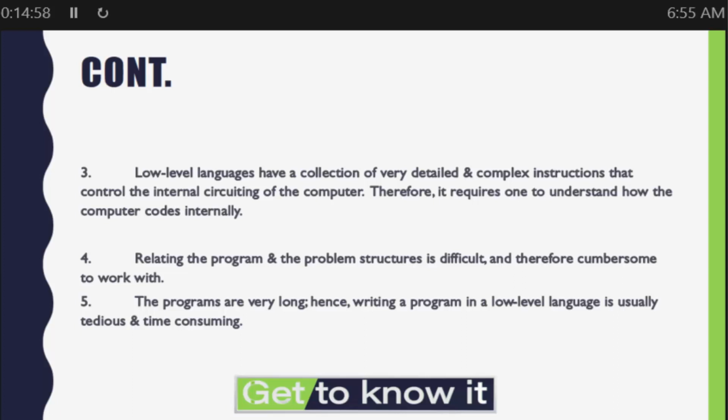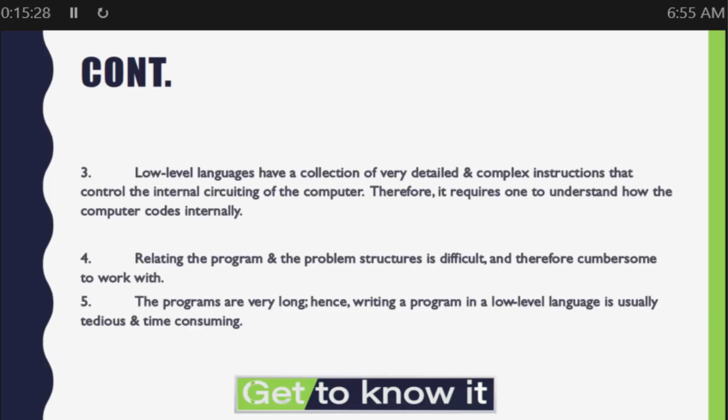Another disadvantage is that relating the program and the problem structures is difficult, and therefore it becomes cumbersome to work with. The programs are also very long, and hence writing a program in low-level language is usually tedious and time-consuming.